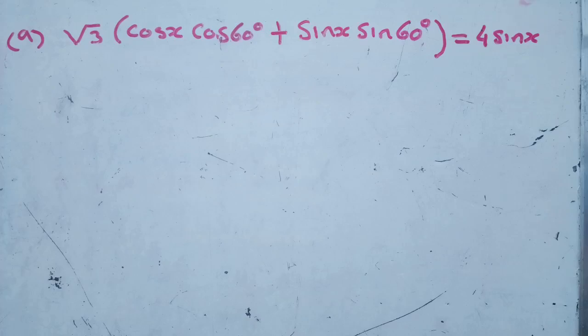We are learning about special angles. The question says: root 3 open brackets cos x cos 60 degrees plus sin x sin 60 degrees close bracket is equal to 4 sin x, and you have been told to find the values of x.